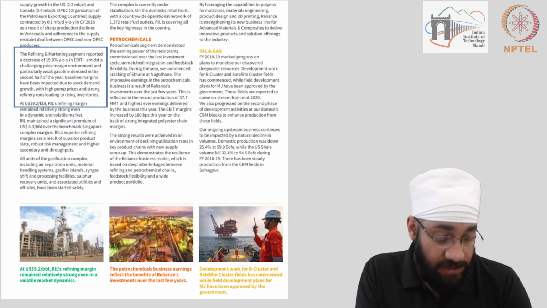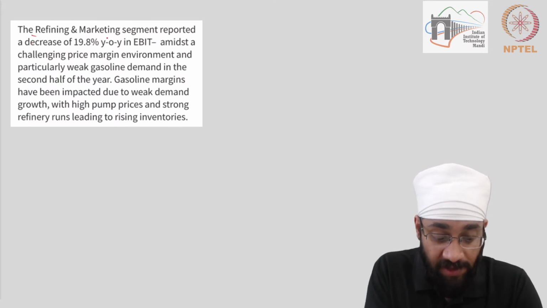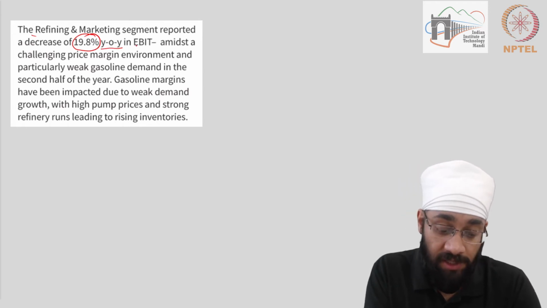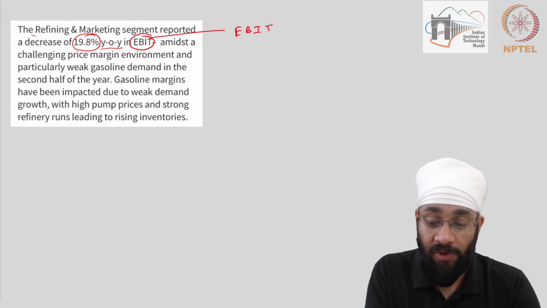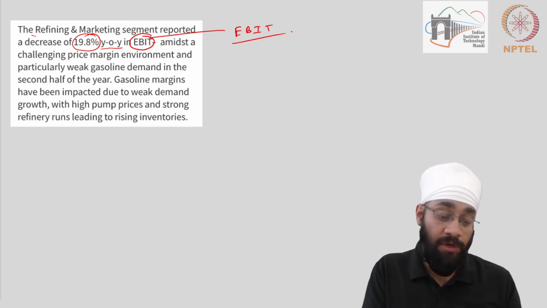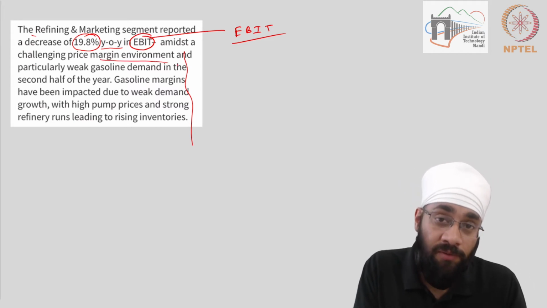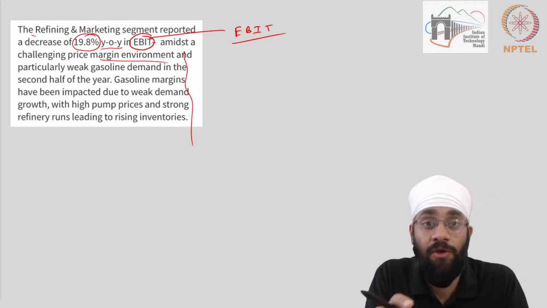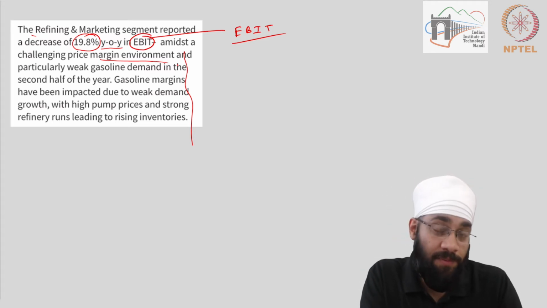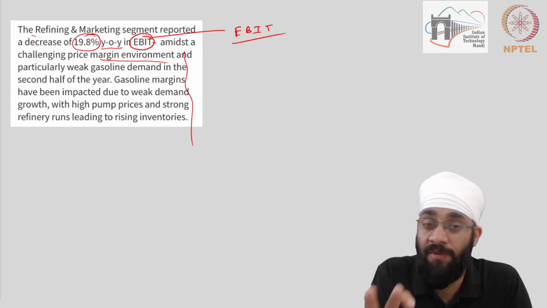Okay, there is a following page to this, and there is another paragraph which I'm going to zoom in. And here it says the refining and marketing segment reported a decrease of 19.8% year on year, which means compared to previous year, in EBIT. Well, earning before interest and taxes. This you already know. All right. So I'm not going into details of what this paragraph means. What is this margin environment and all those things, because those words are sector specific, related to the petrochemical industry or oil and gas industry. So that's not the purpose. The purpose of this discussion is to show you that the financial terms being used, you are familiar with those.